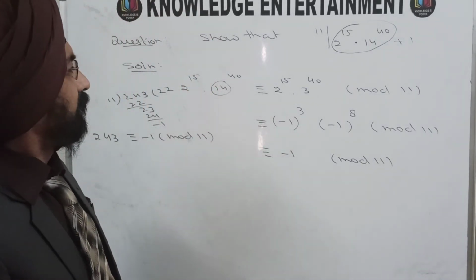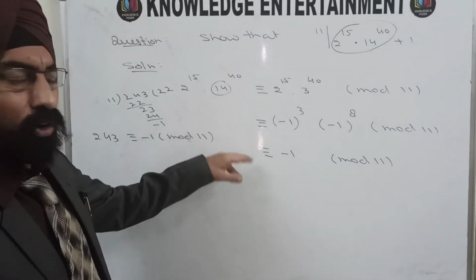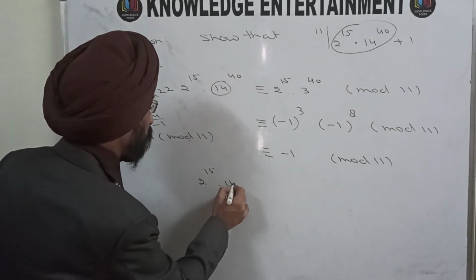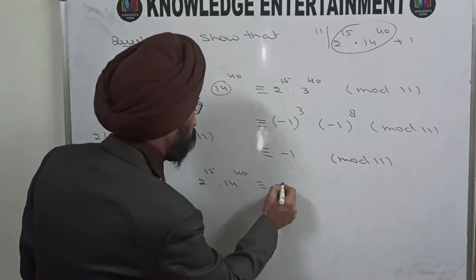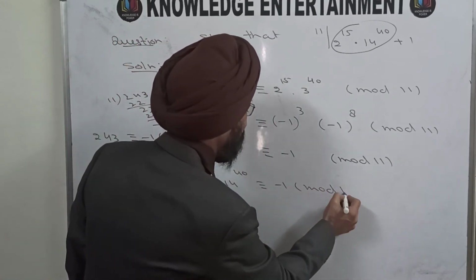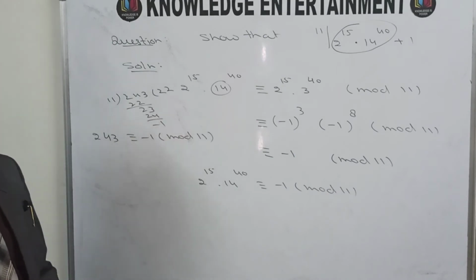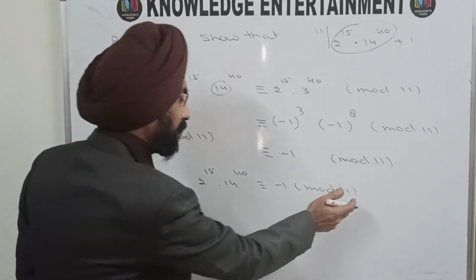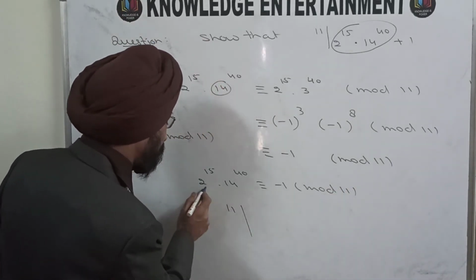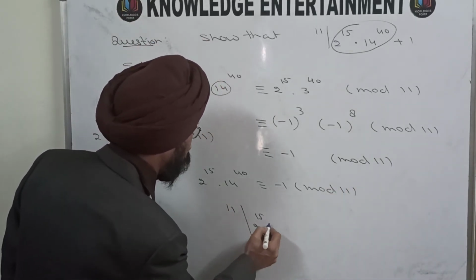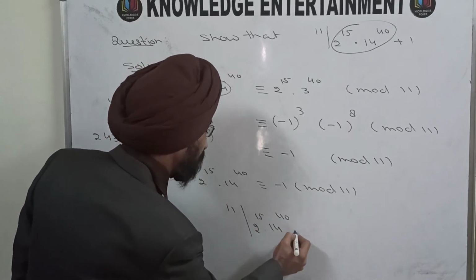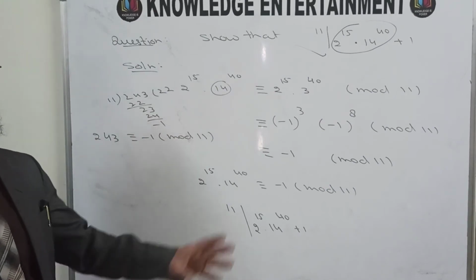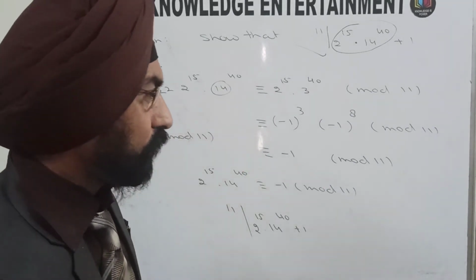But look at what you have obtained: 2 power 15 into 14 power 40 is congruent to minus 1 modulo 11. This is a congruence equation. Convert it into a divisibility equation. What you are going to get is that 11 divides 2 raised to the power 15 into 14 raised to the power 40 plus 1, and that was your question. So we have arrived at the conclusion we wanted to prove.